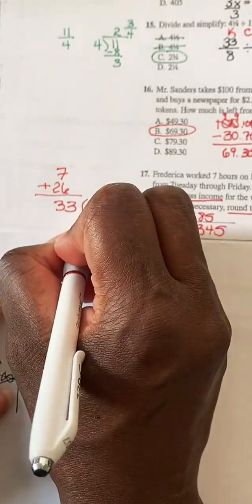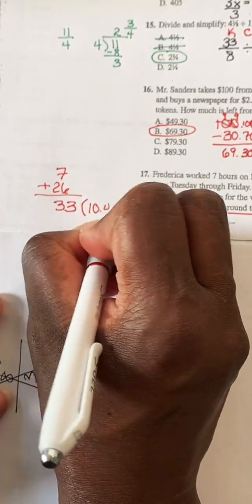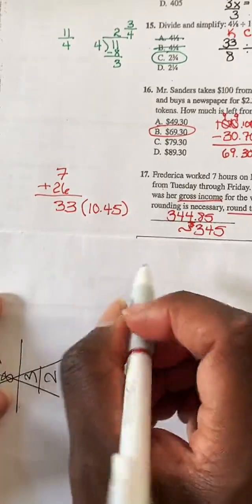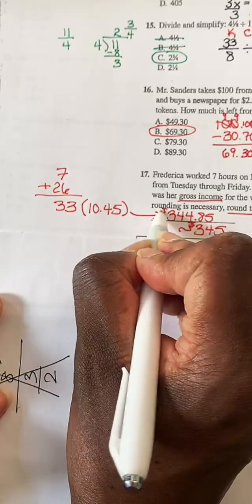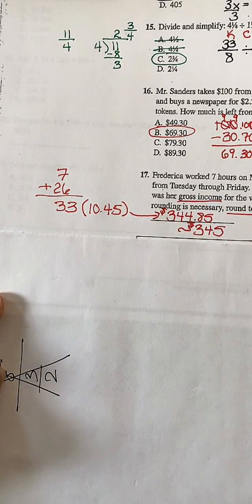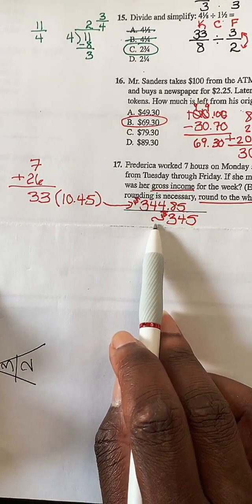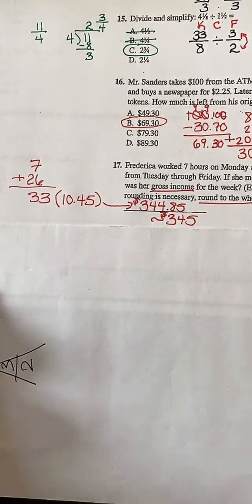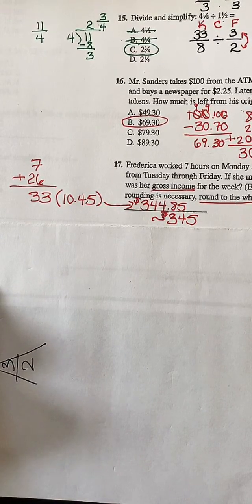And if she is making $10.45 an hour, all you have to do is your multiplication, and that's how you got the $344.85. And if we could round it, the little wave, that means approximately 345. Okay. All right. Well, excellent job, everyone.